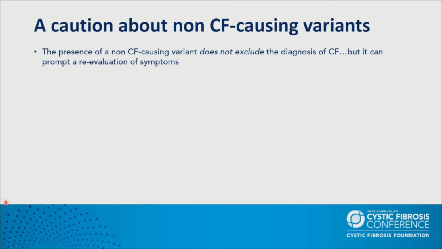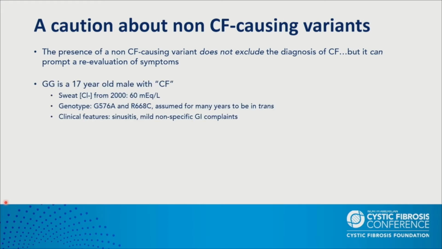But when you see somebody that has either only non-CF causing variants, or maybe at least one, it doesn't exclude the diagnosis of CF, but maybe it prompts a reevaluation of symptoms. This is just a made-up example of a 17-year-old with CF. He's been followed for years. He had one high sweat chloride back in the day. And he's got these two variants, G576A and R668C. Some of you probably recognize this. And he's got these mild clinical features: some sinus disease and nonspecific GI complaints.